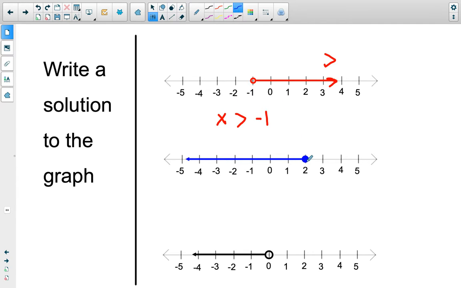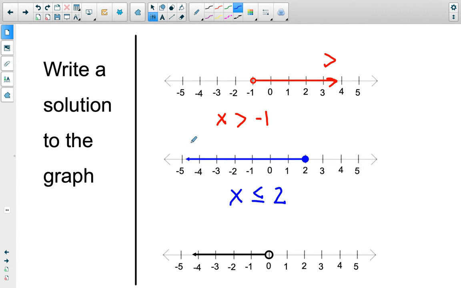Okay, let's look at this next one. I'm going to put my x, and this time I have a 2. Notice it's a colored in circle, which means I am going to have the or equal to. Now, are these numbers that are solutions, 1, 0, -1, are they bigger or smaller than 2? They're smaller, right? They're less than 2.